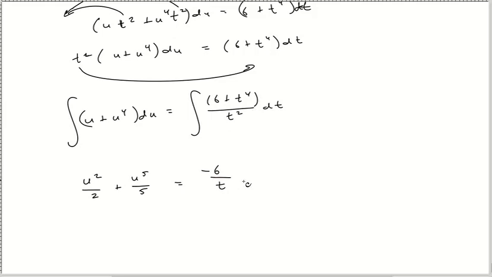Now this is just t squared, so then I'm going to have t cubed over 3, and then plus c.